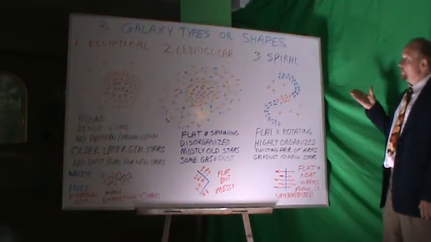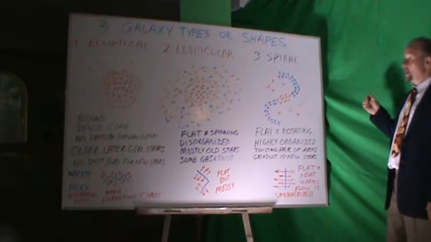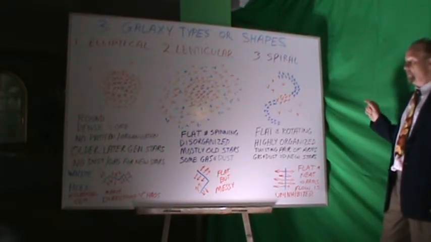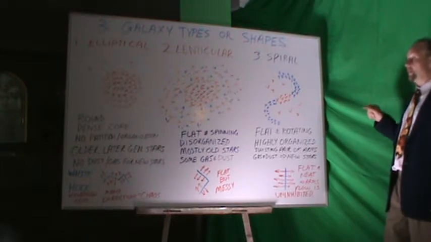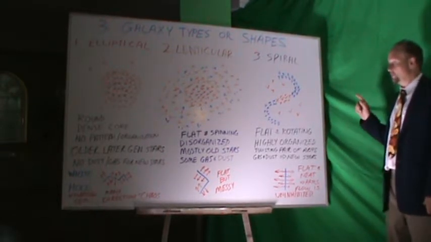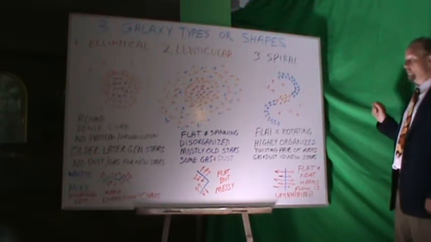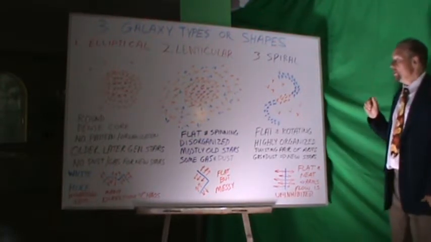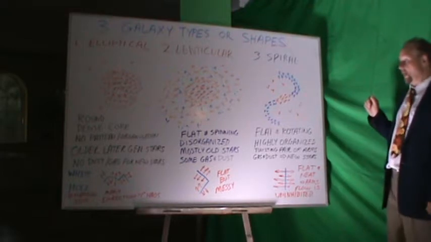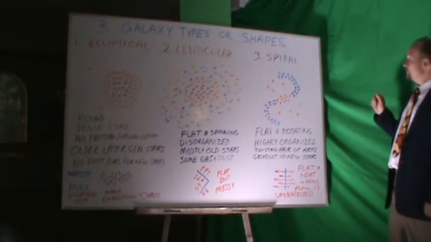We then look at the number 2 variety, the lenticulars. These are also flat and spinning unlike the ellipticals, but like the spirals. They're disorganized like the ellipticals, and they mostly have older stars, but they do have some newer stars and some dust or gas which is used to make the newer stars.